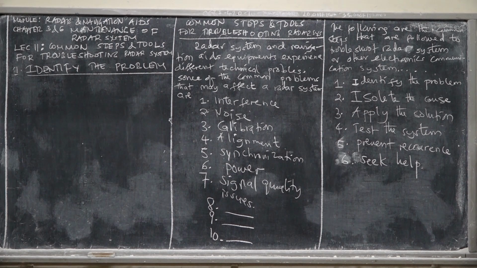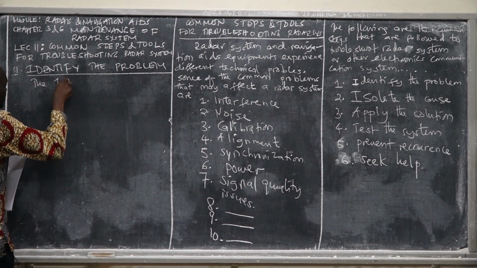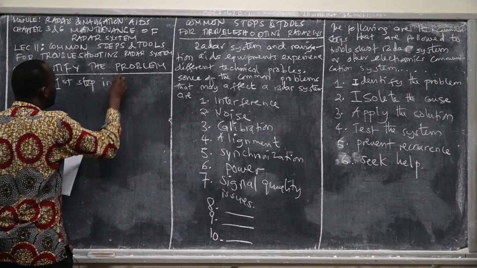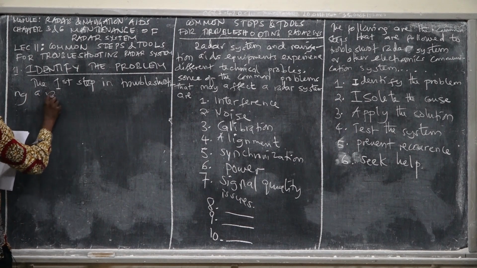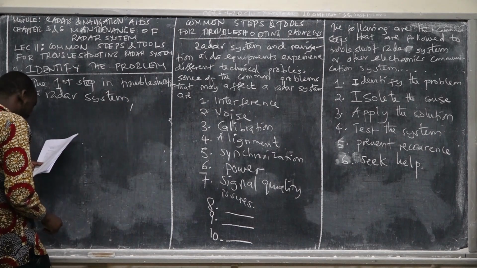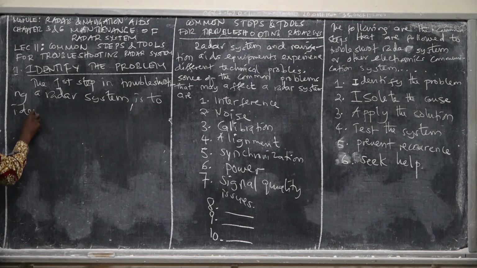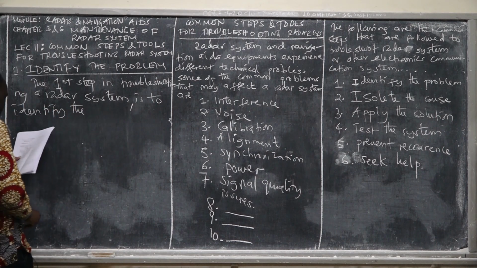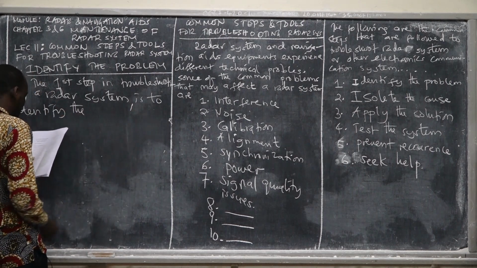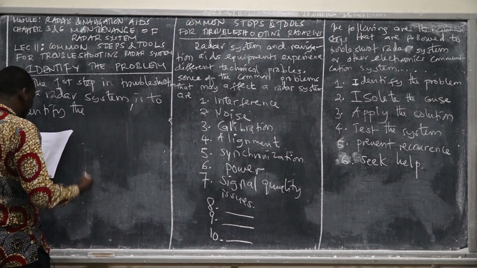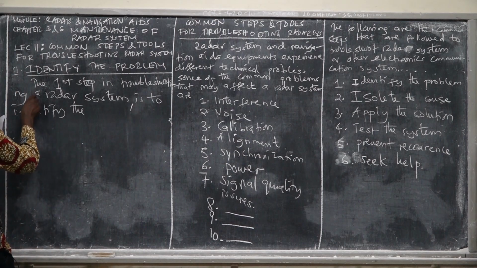Say: identify the problem. Identify the problem. Which problem? So he said that the first step in troubleshooting a radar system is to identify what the problem is, because the radar system cannot suffer all the 7 mentioned common problems. It can suffer either one of them or 2 of them or 3 of them. So the first step in troubleshooting and debugging a radar system is to identify the problem.